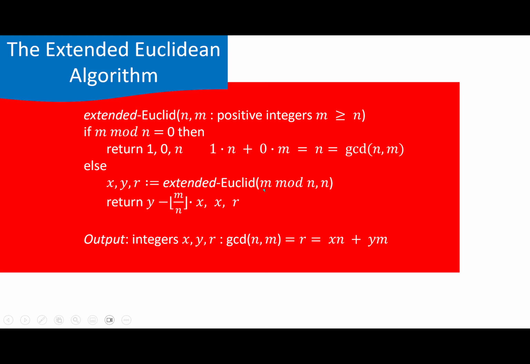we apply now the extended algorithm to m mod n, n. So it will return this. So the output is x, y, r. R is the GCD of n and m. Okay, R is the greatest common divisor, and R is expressed as a linear equation of n and m. So we will use E Euclid for simplicity. Instead of writing extended, we will use E Euclid.